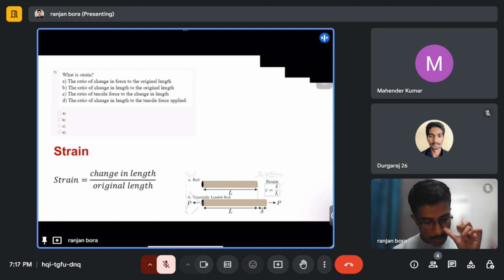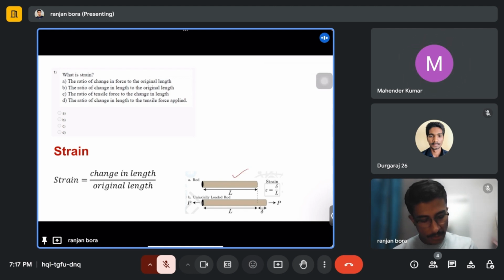So strain, you can see this rod. If we apply some load, then it will get elongated by a certain amount delta, and according to the definition of strain, the change in length divided by the original length is known as strain. So B is the correct answer.